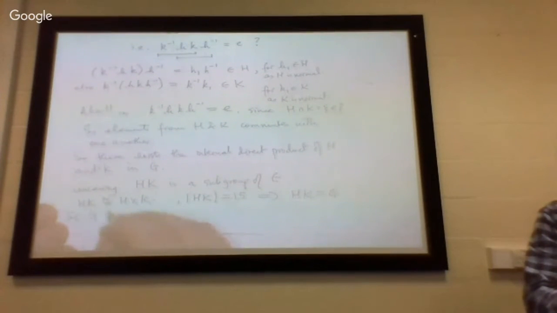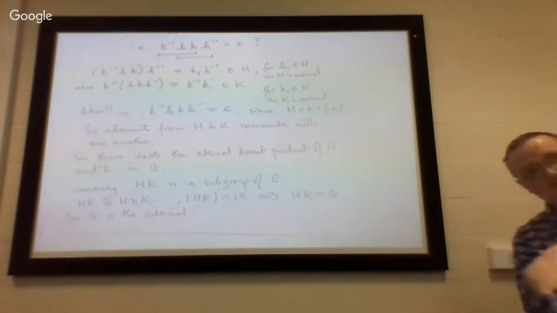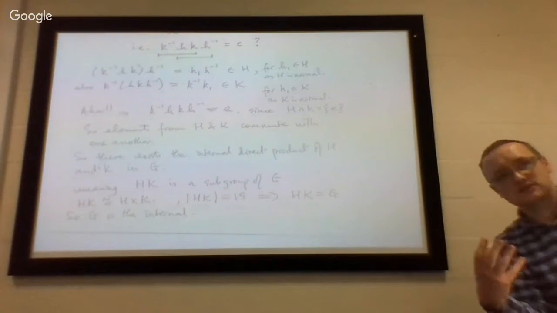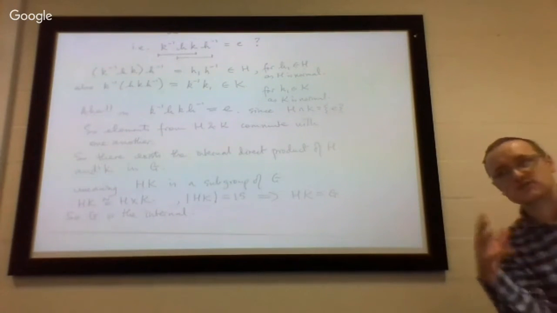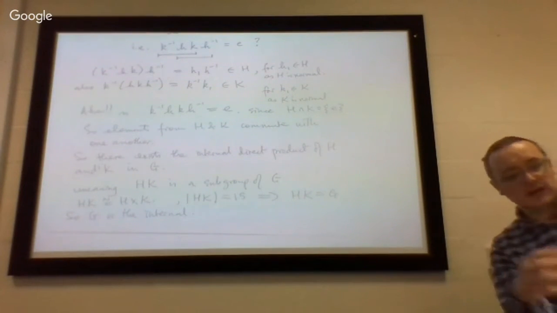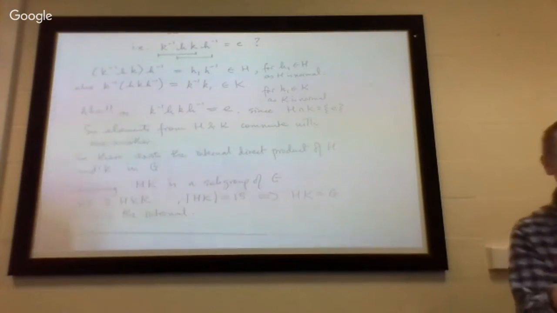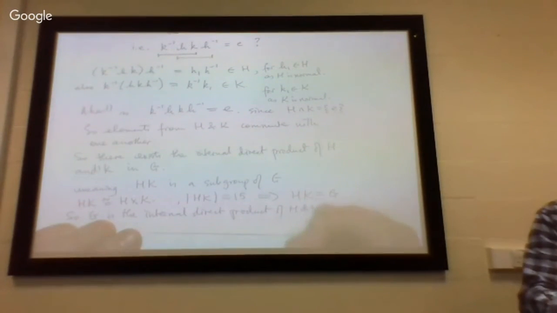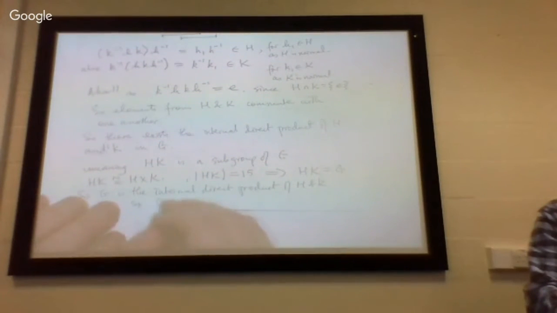G is the internal direct product. If you've got any two subgroups that only intersect in the identity and whose elements commute with one another, then there's an internal direct product of those as a subgroup. But now it must be all of the containing group because it's got the same size. So G is the internal direct product of H and K. What that means is G is isomorphic to the direct product of H and K.